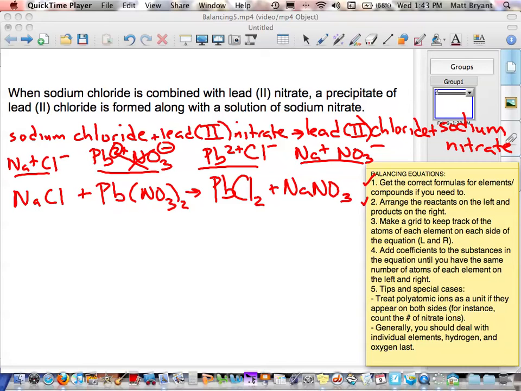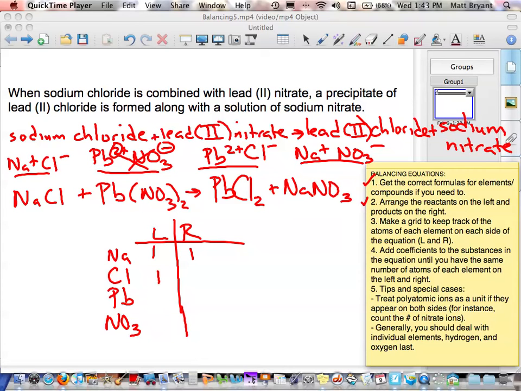So I'm going to make a grid as usual. We're going to have some atoms on the left and the right side. We'll have sodium there. We'll have chloride there. I'll put lead. And then again, since they appear on both sides, I'm going to go ahead and treat nitrate together. So we have one sodium on the left and one on the right. We have one chloride on the left and 2 on the right, so we'll have to do something about that. One lead and one lead on the left and right. And then we have 2 nitrates on the left and 1 nitrate on the right.